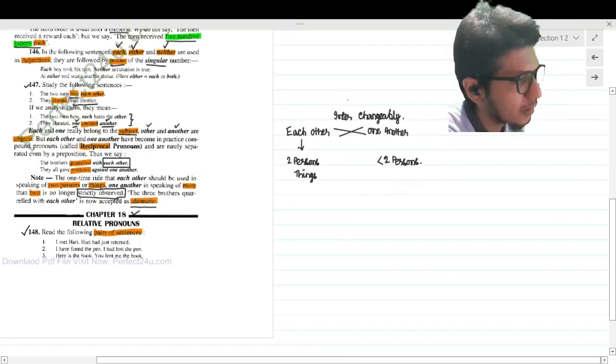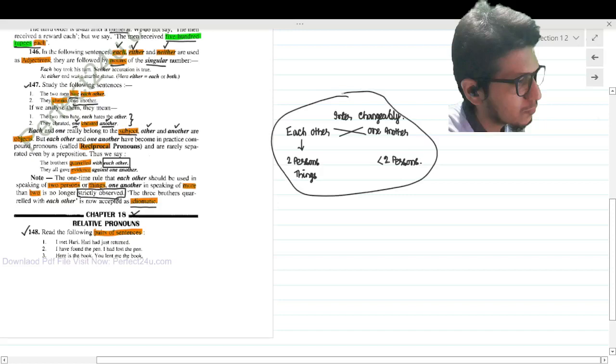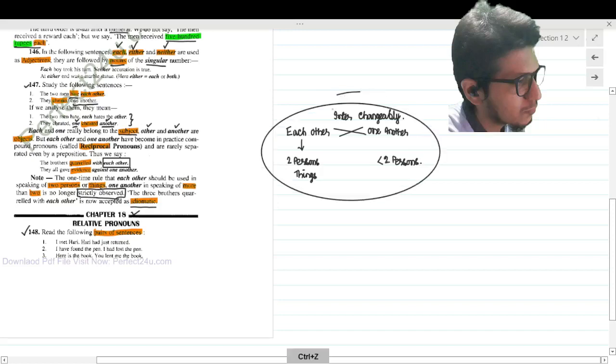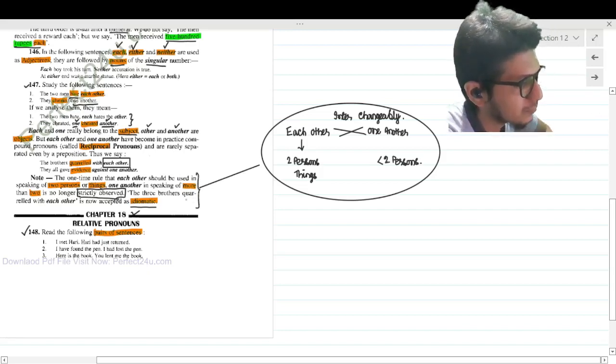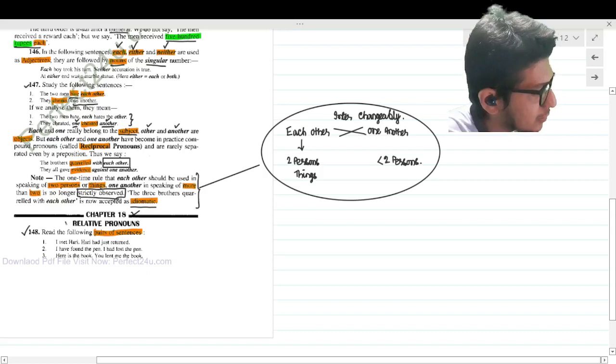So I have written the summary of this part. Okay, this is the summary. So chapter 18 deals with relative pronouns. Okay, read the following pairs of sentences.